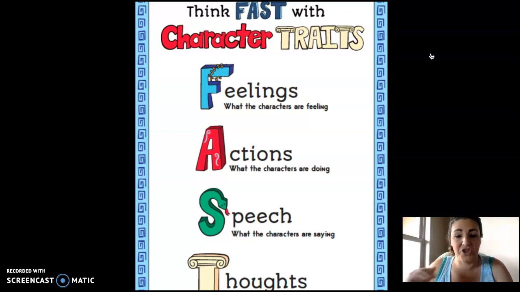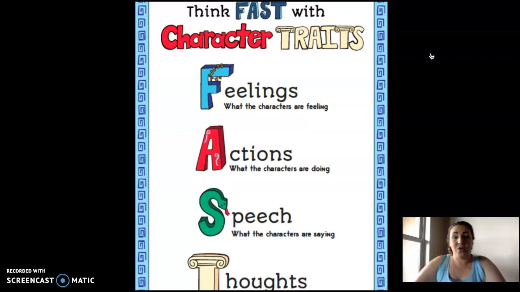Feelings, actions, speech, thoughts. So when you think about feelings for a character, boys and girls, you have to think, okay, what are they feeling? It may not always be explicitly told in the text. They're feeling mad, they're feeling sad, they're feeling upset. You may have to infer those feelings. Sometimes you infer what those feelings are by going back into the text and looking at what were these characters' actions? What were they doing? What were they saying? What was the speech? What are the characters saying to other people? Or sometimes what the characters are thinking.